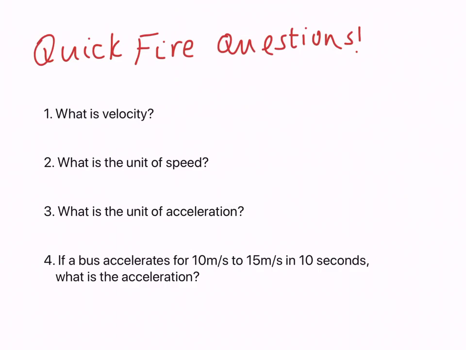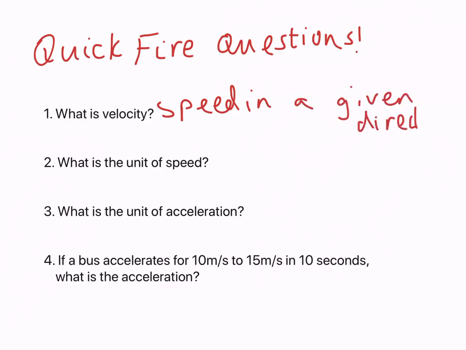What is velocity? Velocity is speed in a given direction. This is really important, you remember the given direction bit, because this changes speed, which is a scalar quantity, into velocity, which is a vector quantity. So maybe 10 meters per second north or 10 meters per second to the right. To make it velocity, you have to have that given direction.